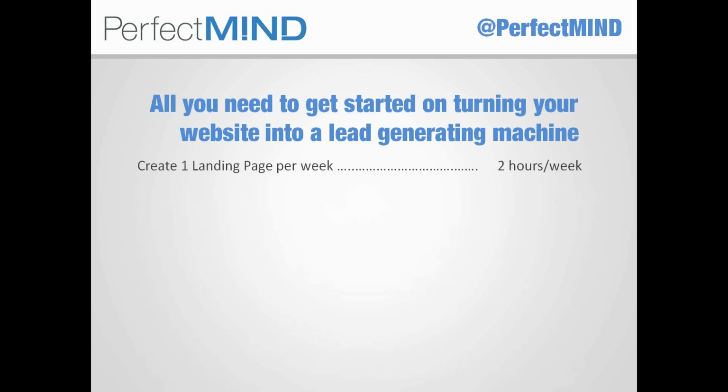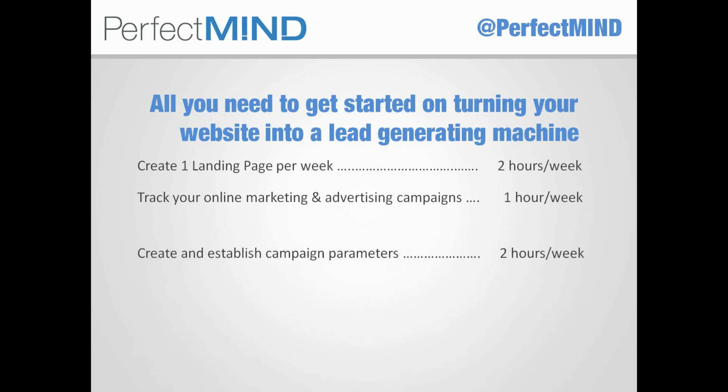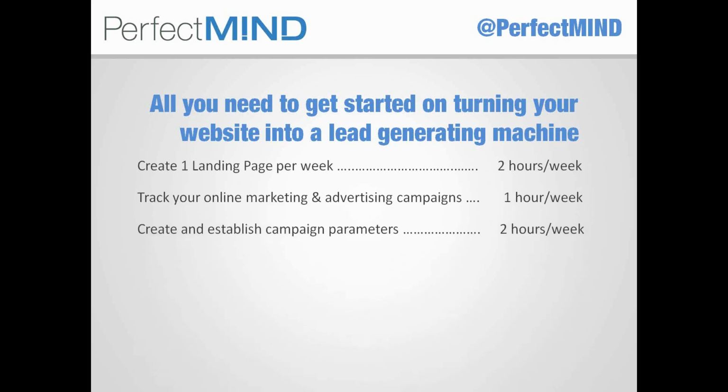the things that you need to do. Create one landing page per week for different products or services. Track your online marketing and advertising campaigns right away. Because I guarantee you, most of you are wasting your money on some of these advertising channels, not because you want to, just because you don't have enough information to make the right decision. Which of these advertising channels is working the best? Since you're wasting your money on these channels, you are not spending wisely and investing money on the other channels that may work for you. So please track your online marketing.